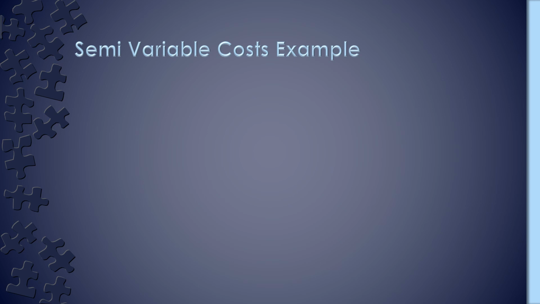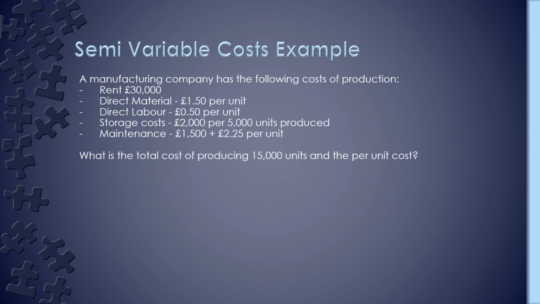So just building on the examples that we've used before, let's have a look at adding in a semi-variable cost as well. We've got the same ones, we've got our rent, our direct material, our direct labour and our storage, and now we've also been given a maintenance cost. And we're told that this maintenance cost is £1,500 plus £2.25 per unit. So again, we know that our rent is fixed. Our direct material and direct labour are variable. Our storage cost was our stepped cost. And looking at this, we're told that we have to pay for maintenance, we have to pay £1,500. And on top of that £1,500, we also pay £2.25 per unit. So this is our semi-variable.